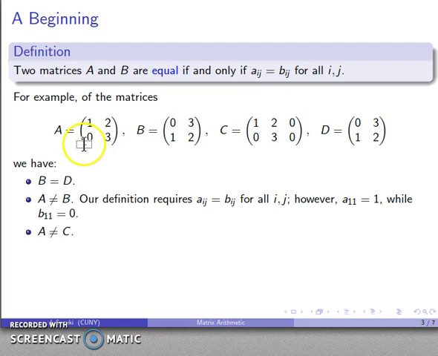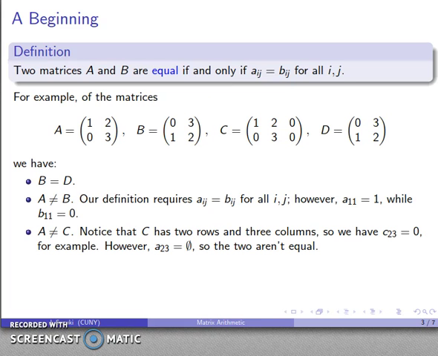How about A and C? Well, we might wonder about that. A and C, well, they look alike. That's 1, 2, 0, 3, 1, 2, 0, 3. And the only difference is that C has this extra row, extra column of zeros here, but they are different matrices. And again, notice that C has different numbers of rows and columns.